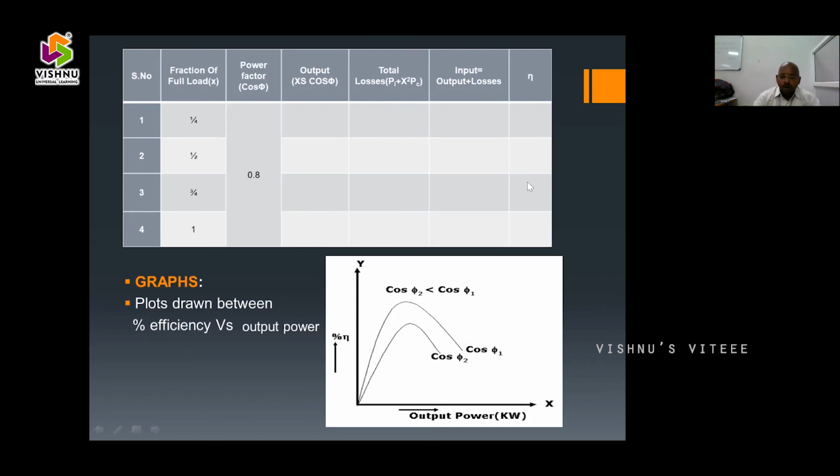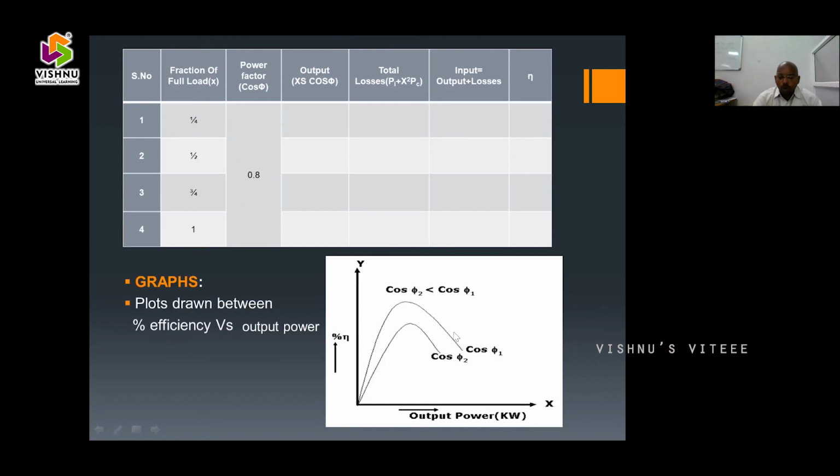at different loads, whatever calculations we did at the particular power factor 0.8, in a similar way we have to calculate all these values for different power factors like 0.8, 0.7, 0.6, 0.5, 1, and for different loads on the transformer. After getting the efficiency at a particular power factor and particular load, the graph can be drawn between percentage of efficiency versus output power in kilowatts.